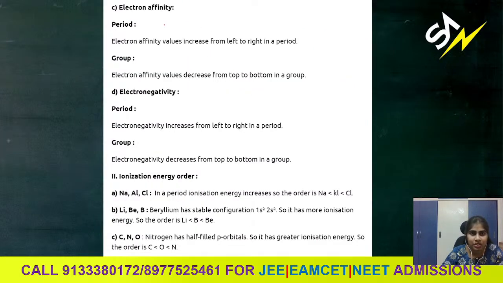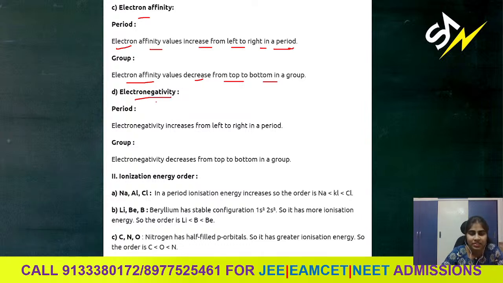And next, electron affinity. So what is this electron affinity? The energy released when a new electron is added to a neutral atom. This is electron affinity. What happens in a period? This value increases from left to right in a period. In a group, it will be the opposite way. It will decrease from top to bottom in a group.